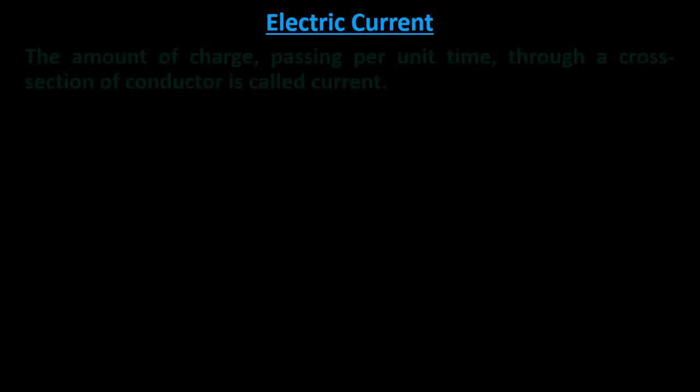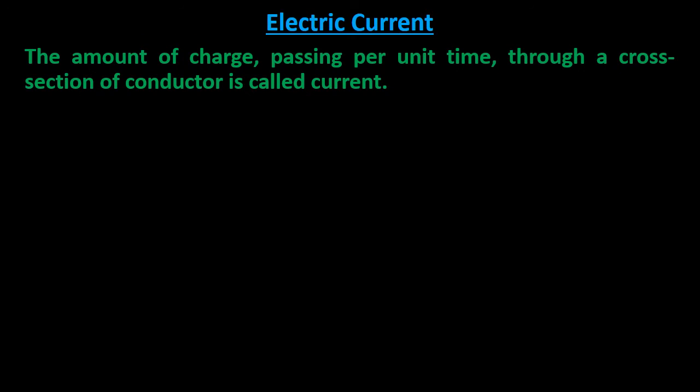The first topic to discuss is current, and the current is defined as the amount of charge passing per unit time through a cross-section of conductor, and the formula for the current in terms of charge and time is I equals Q by T, and the SI unit of current is ampere, which is represented by capital A.